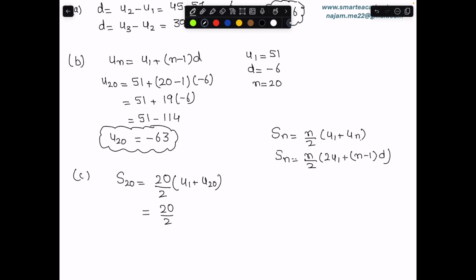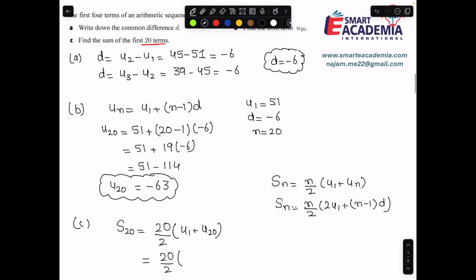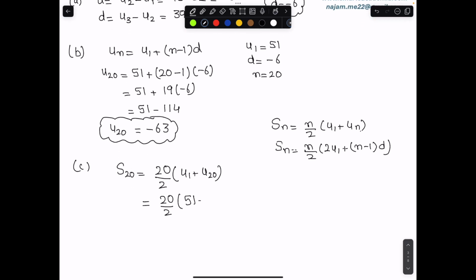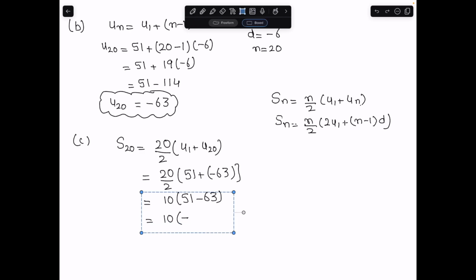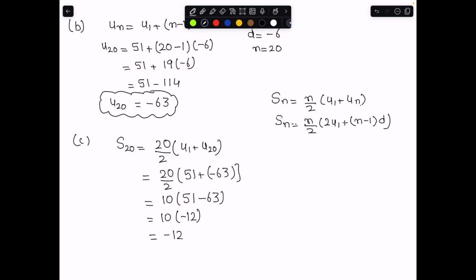So 20 over 2, my u1 in this case was 51, and u20 in this case was negative 63, use a bracket. Now, 20 over 2 is 10, and 51 minus 63 is basically negative 12, and the answer is negative 120. This is the sum of the first 20 terms.